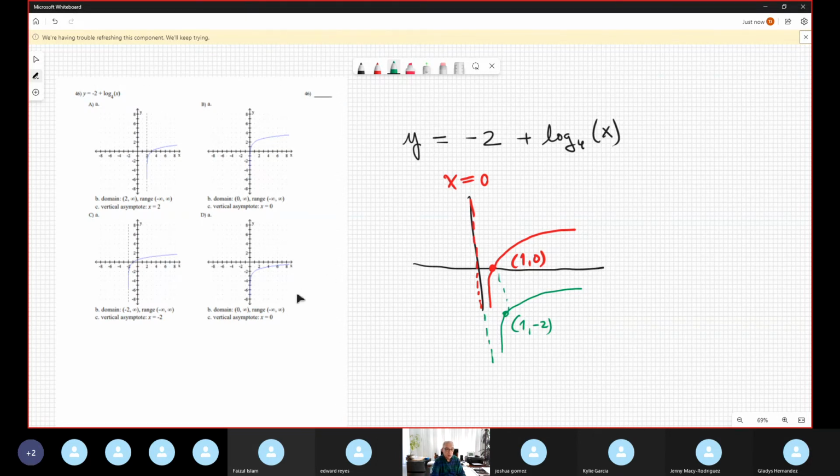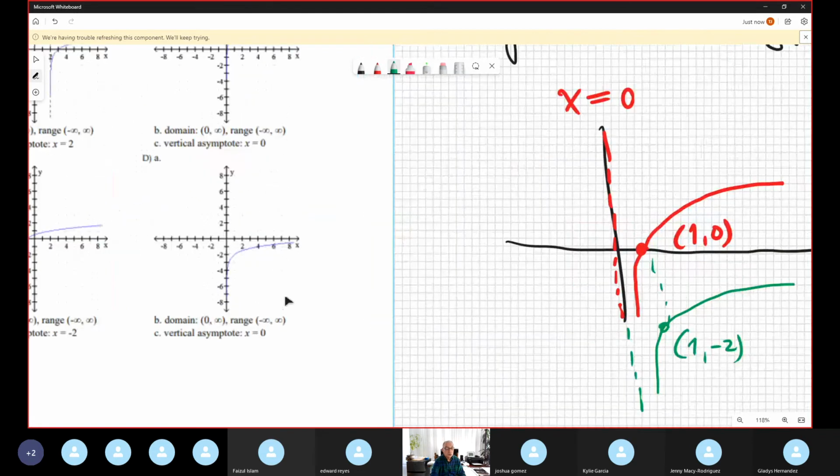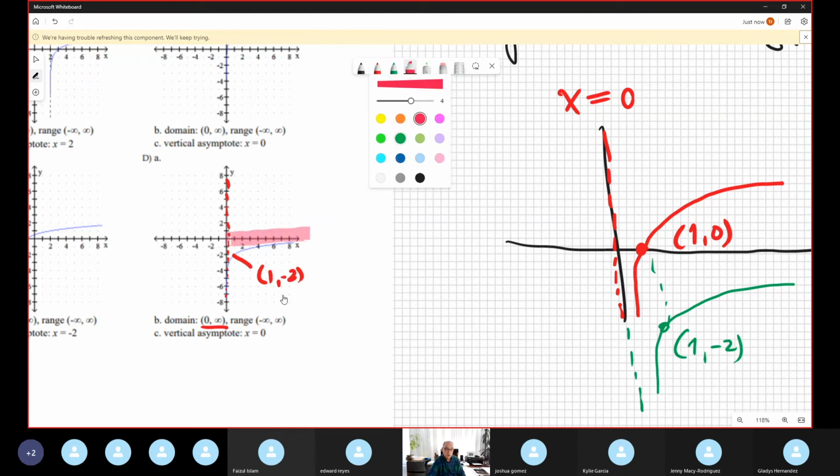Let me show you. Let me make a zoom. The asymptote obviously stays the same at 0. This doesn't change. But the point is 1 comma negative 2. Get 1 here, negative 2 here. This point is 1 comma negative 2. Domain is always positive numbers. This is the domain. Range is all real numbers. That's all we have in the logarithmic. And the asymptote stays at 0. Cool. Option D.